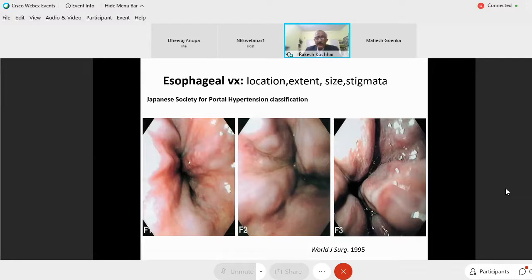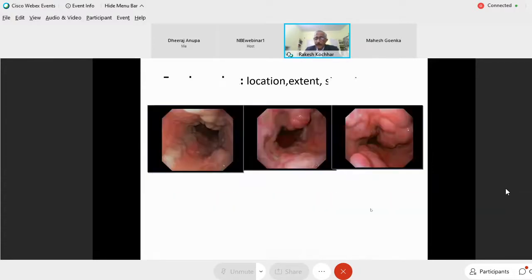Basically, the small one, grade 1 or F1, are varices which are straight, which are non-bulbous. F2 are bulbous varices which may be tortuous. F3 are varices which touch each other. So small, medium, large, F1, F2, F3.